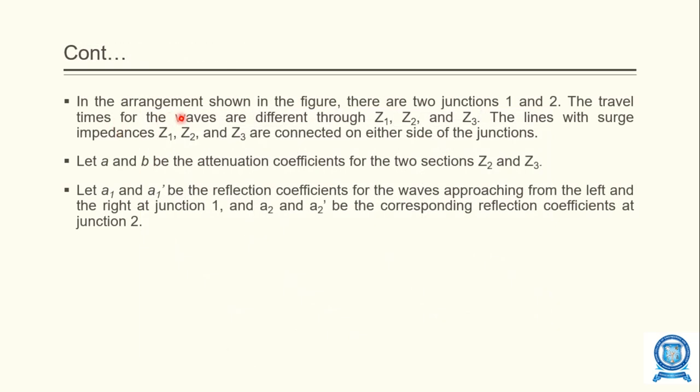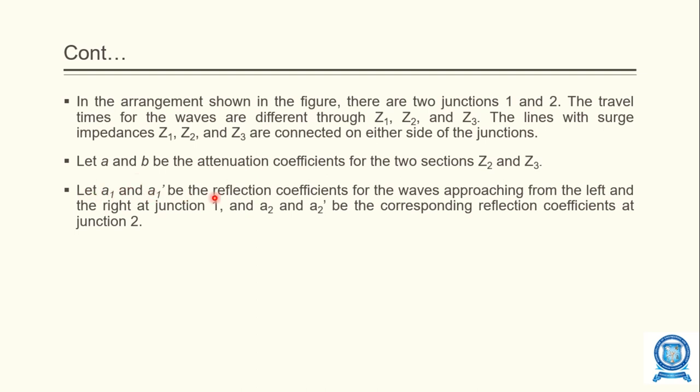So it is the arrangement shown in the figure. There are two junctions 1 and 2. The traveling time for the wave is different through Z1, Z2 and Z3. The lines with surge impedance Z1, Z2 and Z3 are connected on each side of the junctions. Let A and B be the attenuation coefficients for the sections Z2 and Z3, that is alpha and beta, that has been represented in the diagram.